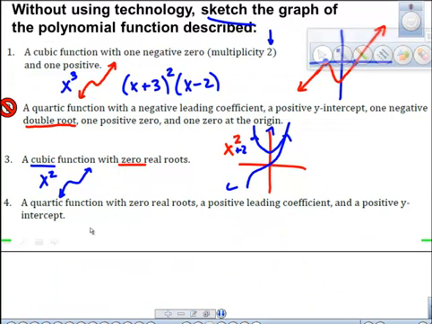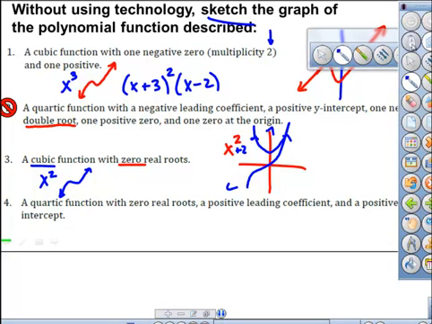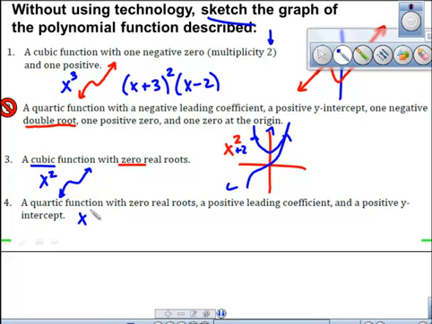Okay, the next one right here where it says a quartic function, that just means that we're dealing with something that is raised to the 4th power, like that.